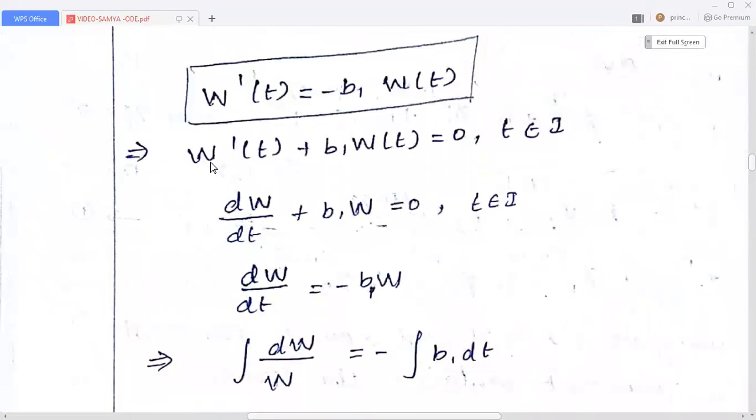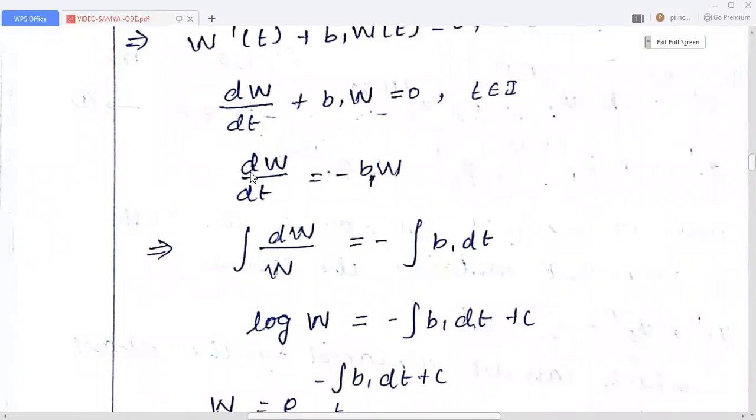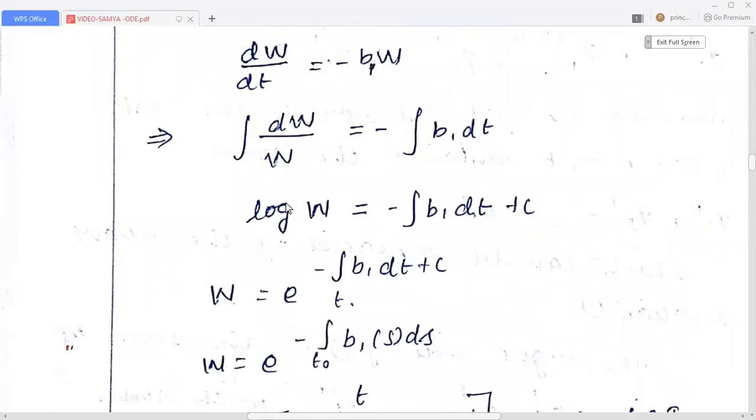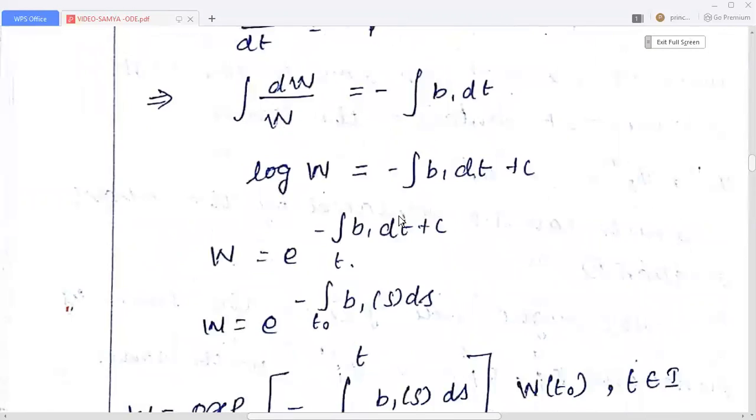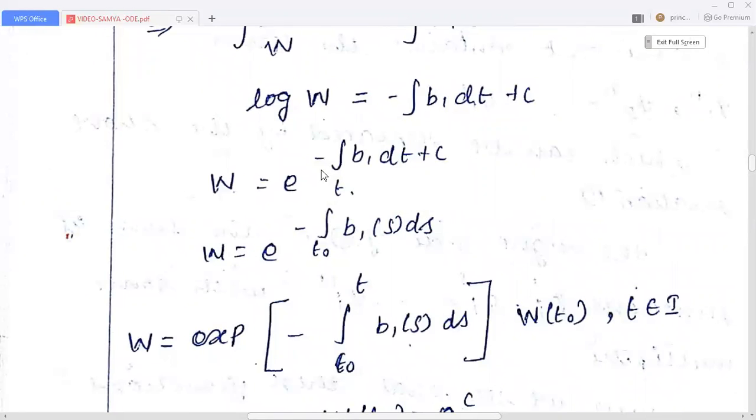This can be written as w dash of t plus b1 into w of t equal to 0. This can be written as dw by dt plus b1 into w equal to 0, that is, dw by dt equal to minus b1 into w. By the variable separable method, we can integrate this. We get log w equal to minus integral b1 dt plus c. Therefore, w is equal to e power minus integral b1 dt plus c.